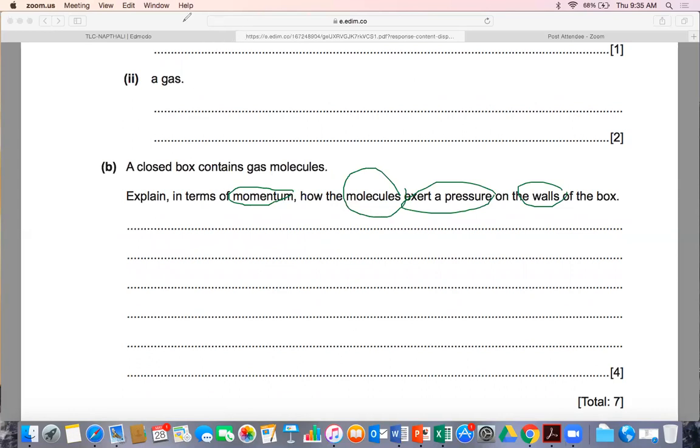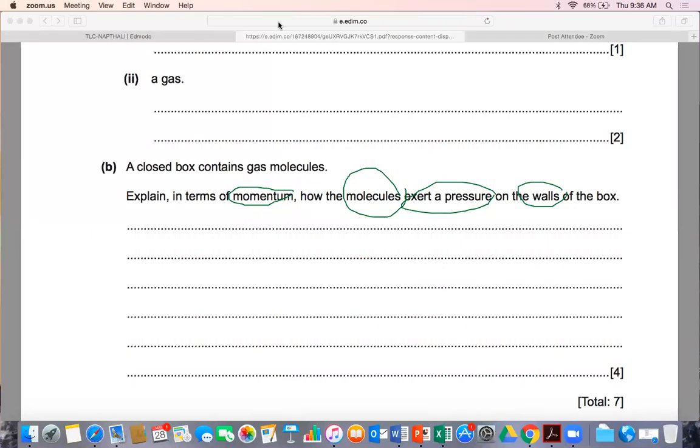Who wants to try? They keep hitting the walls of the box, then they gain energy. Gain more energy, then the pressure will be higher. And then in terms of momentum, there is a change of momentum during collision. So the first point is molecules collide with the walls. You must use the word collide.